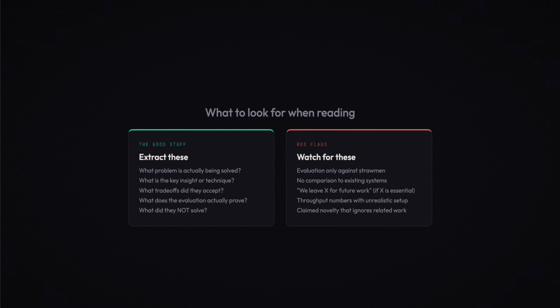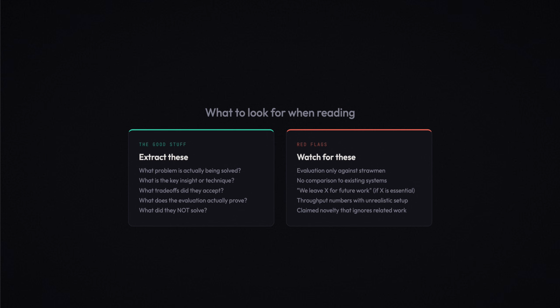The red flags to watch for. Evaluation only against straw men. No comparison to existing systems. The phrase "we leave X for future work" when X is actually essential. Throughput numbers measured under unrealistic conditions. And claims of novelty that quietly ignore prior work.